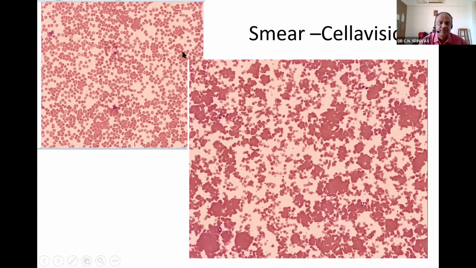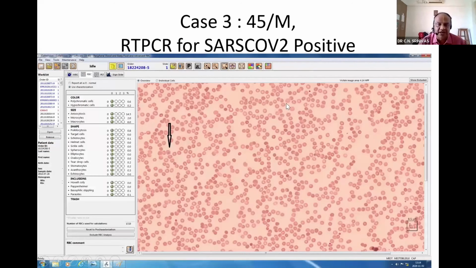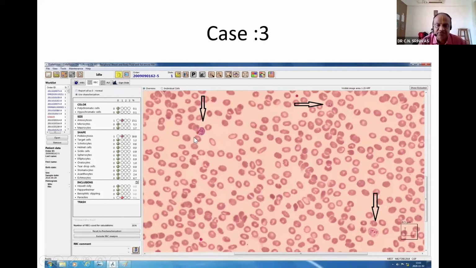One more case of RT-PCR positive for SARS-CoV-2. We had the annotations done so that we can do it on a Sunday consultation with the pathologist, and this was reviewed, and these were the small bugs which you are seeing. These are classical malarial parasites which you are seeing here.